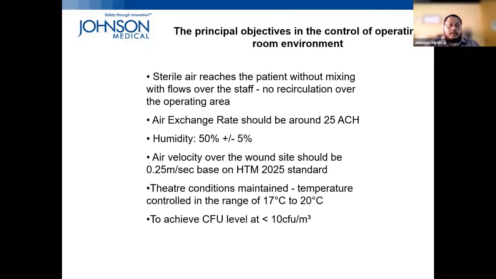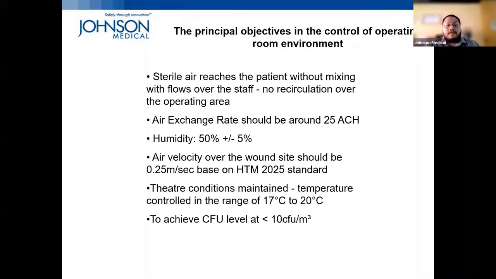But I'm sure you know that being in Malaysia, our usual humidity outside is 80 to 90%. So our hospitals usually have to use a heater to dry out the air and then cool it back down to the operating theater temperature.